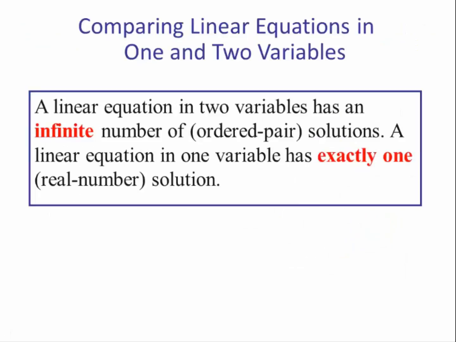Comparing linear equations in 1 and 2 variables. A linear equation in 2 variables has an infinite number of ordered pair solutions. So this means that every point on the line is a solution to that linear equation. A linear equation in 1 variable has exactly 1 real number solution. And these are the type of equations that we solved back in chapter 4.